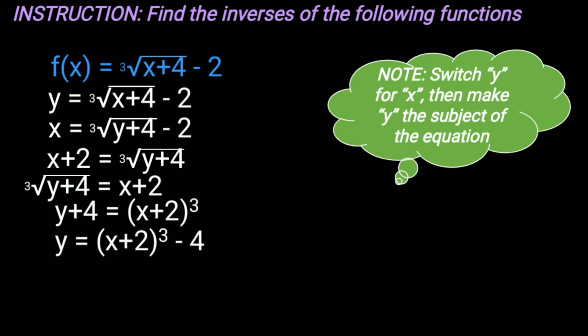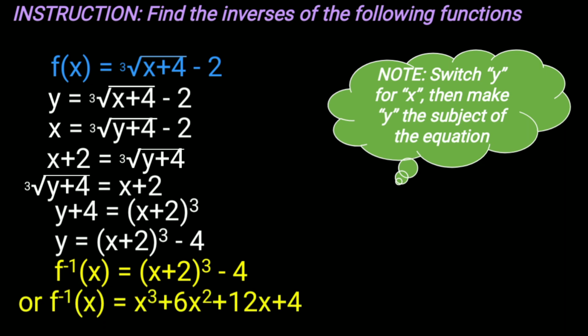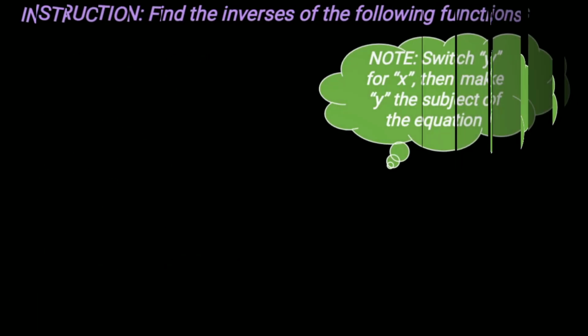And then you move 4 to the other side of the equality sign. That becomes y equal to (x plus 2) cubed minus 4. This is basically the inverse of the given function. But we need to use the notation of the inverse of f of x, which is equal to (x plus 2) cubed minus 4. And of course, if you choose to open up the bracket, that's going to give us a cubic polynomial, a polynomial of third order, which is going to be x cubed plus 6x squared plus 12x plus 4.